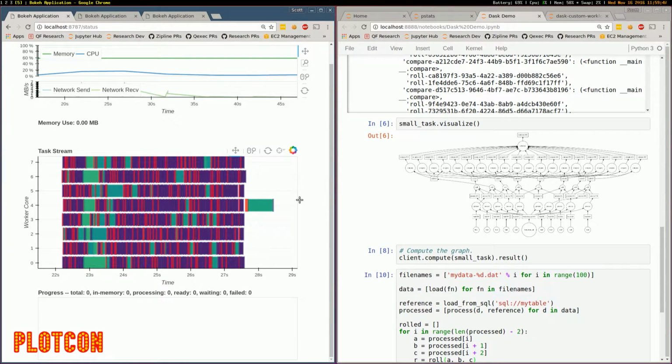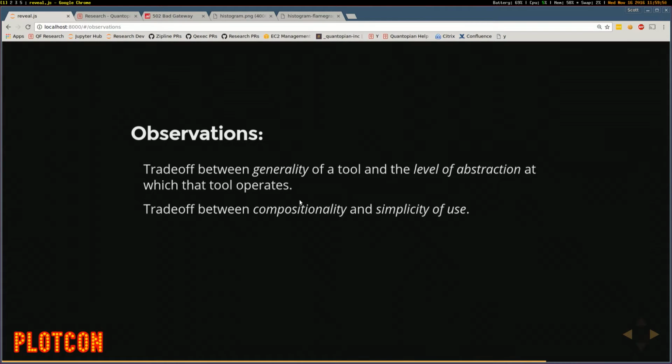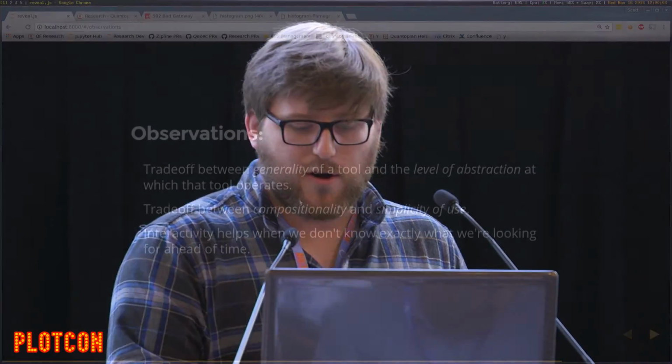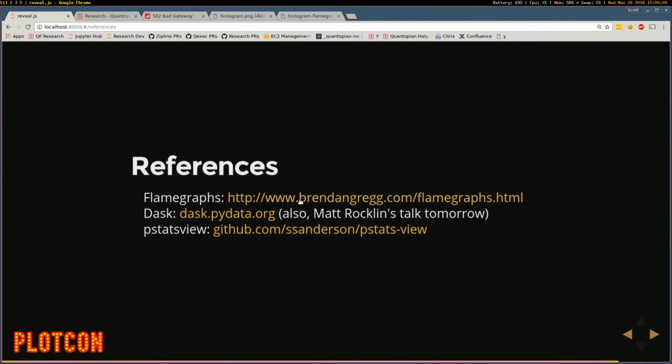So, wrapping up very briefly, there's this inherent trade-off between generality and level of abstraction. There's also, I think, an inherent trade-off between compositionality, the ability to pipe a program to another program, and simplicity of use for a human being. And interactivity, in particular, is really helpful for cases where we don't yet know what we're looking for when we're running a tool. I already did the demo.